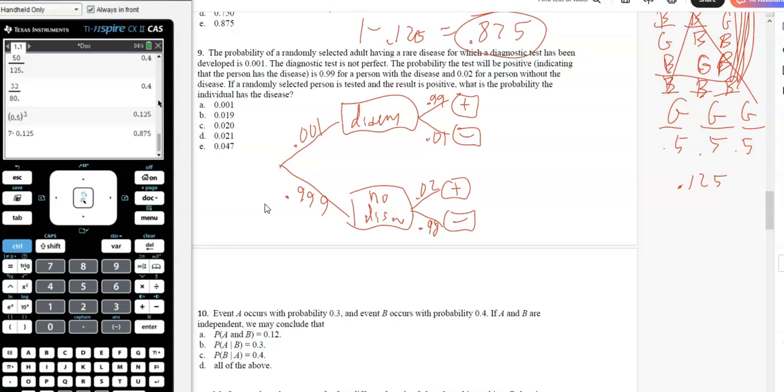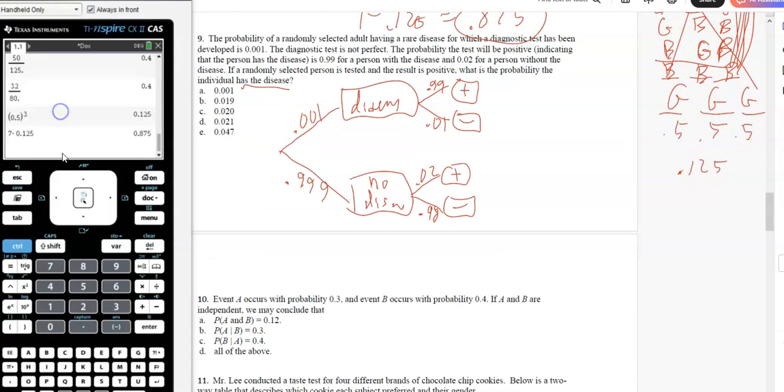What is the probability the individual has the disease? Okay, so let's get all the values here. I'm just going to multiply them here. So 0.001 times 0.99. I'm going to do all 4 of them, times 0.01.